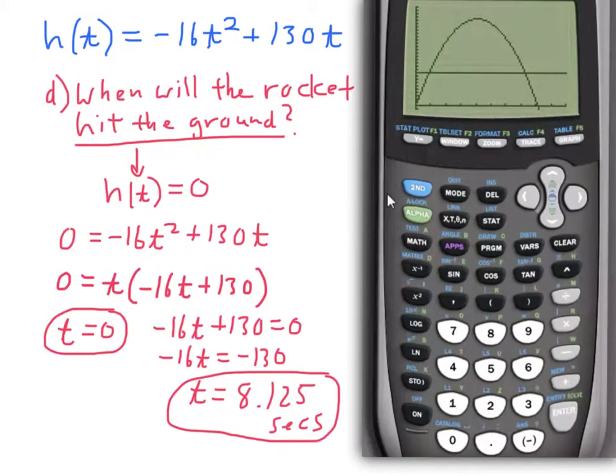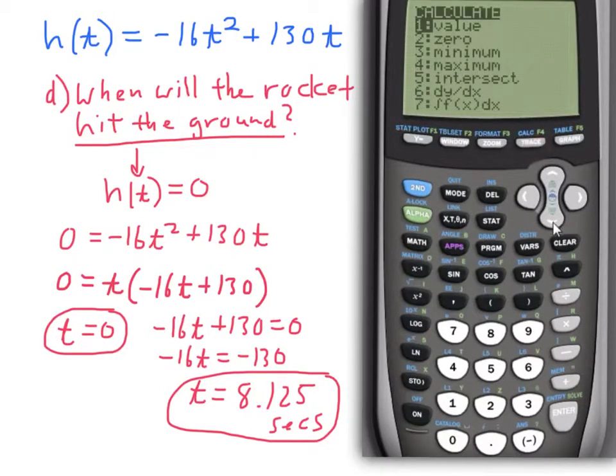Okay, this problem can also be solved on our calculator. What we're really finding here is an x-intercept. We're finding where the graph crosses the x-axis right here. And, you know, it crosses over here too, but we're really interested in this point when it hits the ground. So that's an x-intercept. And on your calculator, the way you can find an x-intercept is by first pressing second and then trace, and then go to the 0 command.